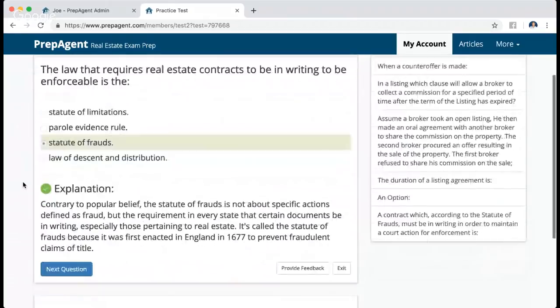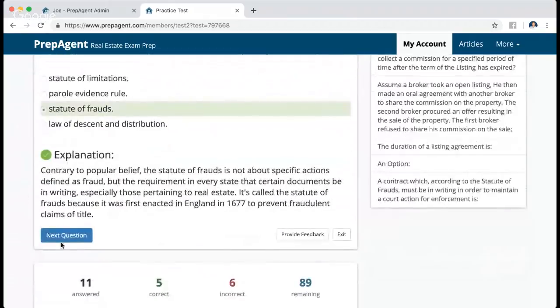Okay, so statute of frauds requires must be in writing. What must be in writing?